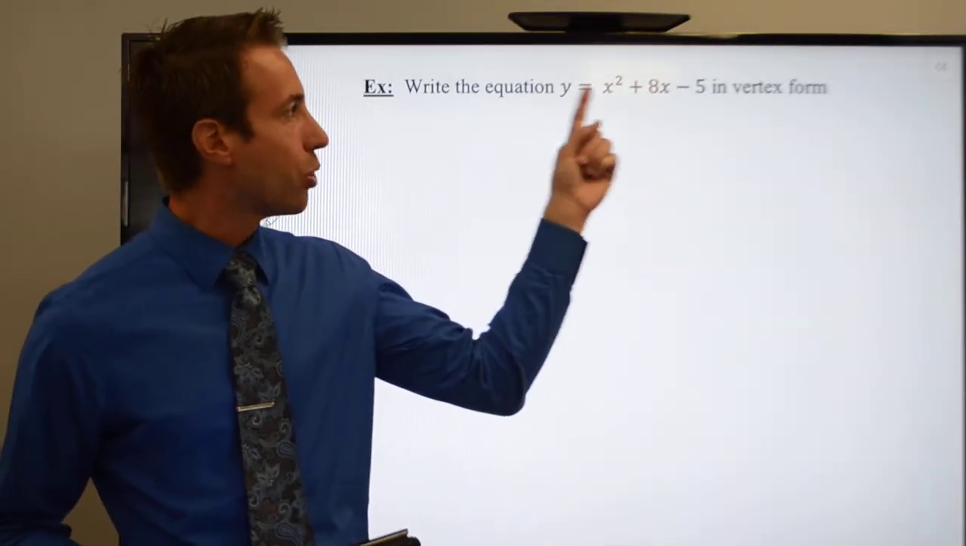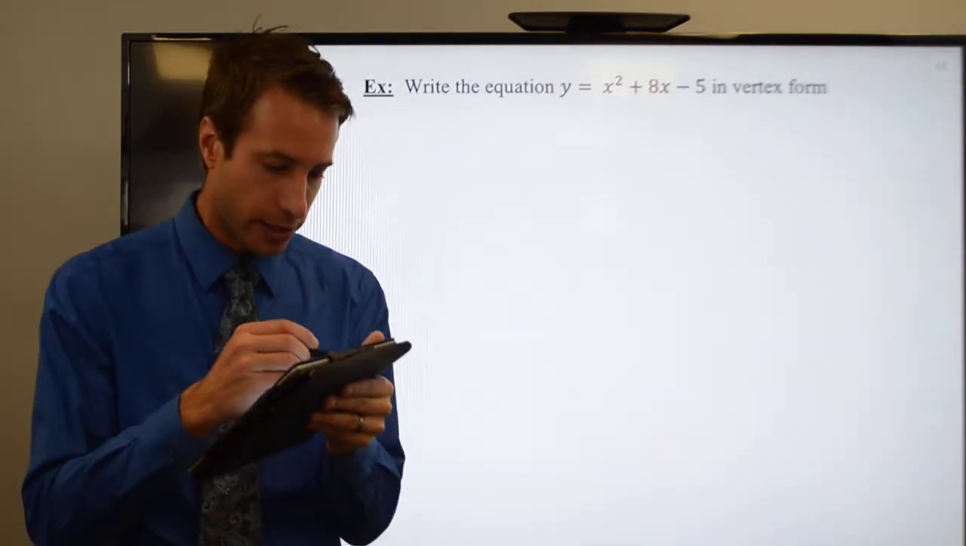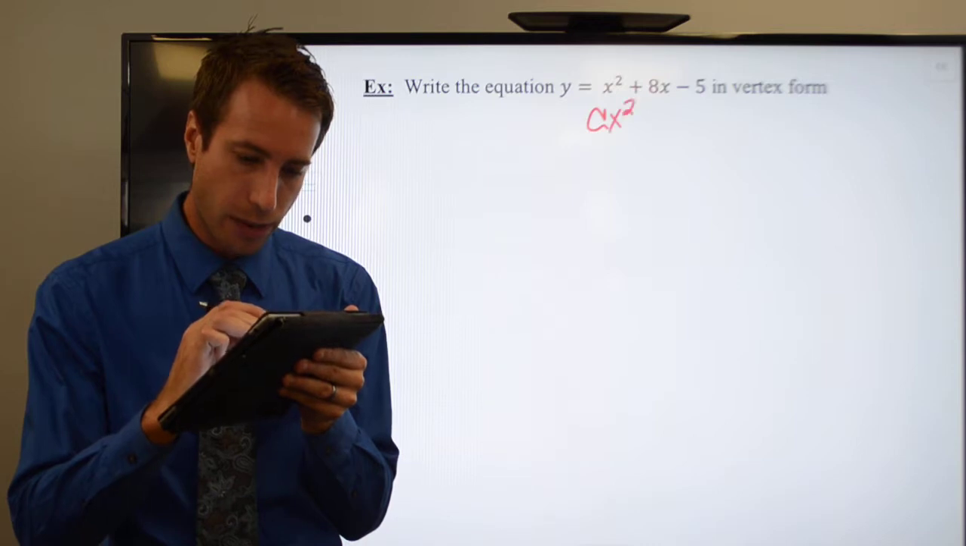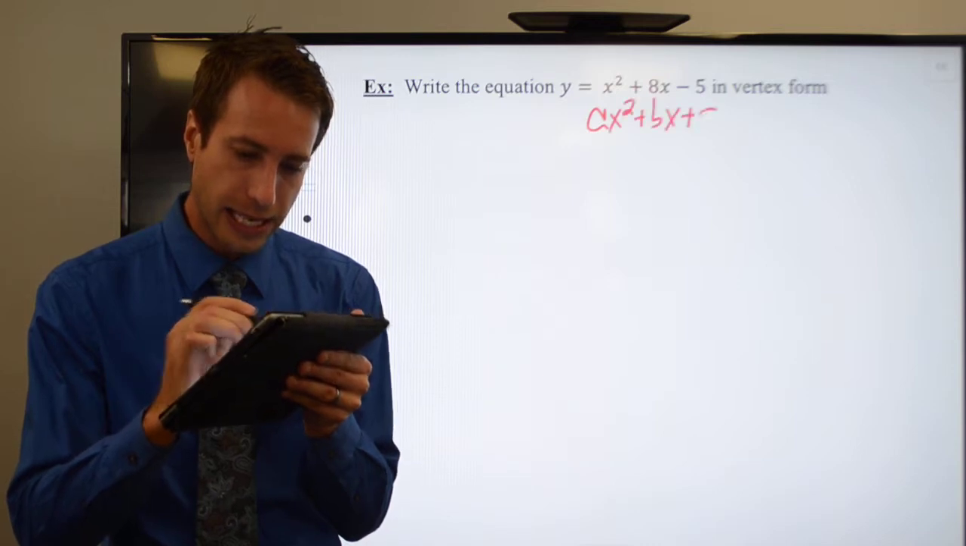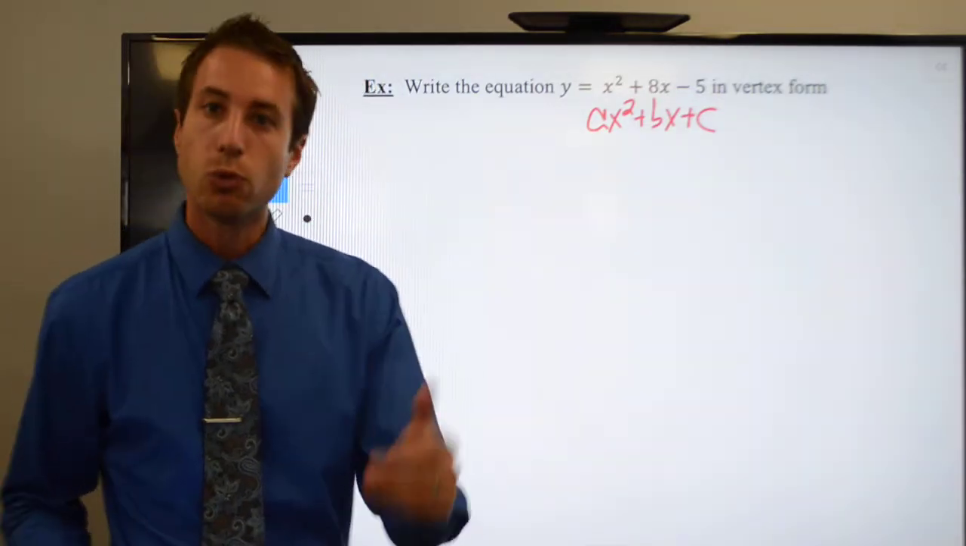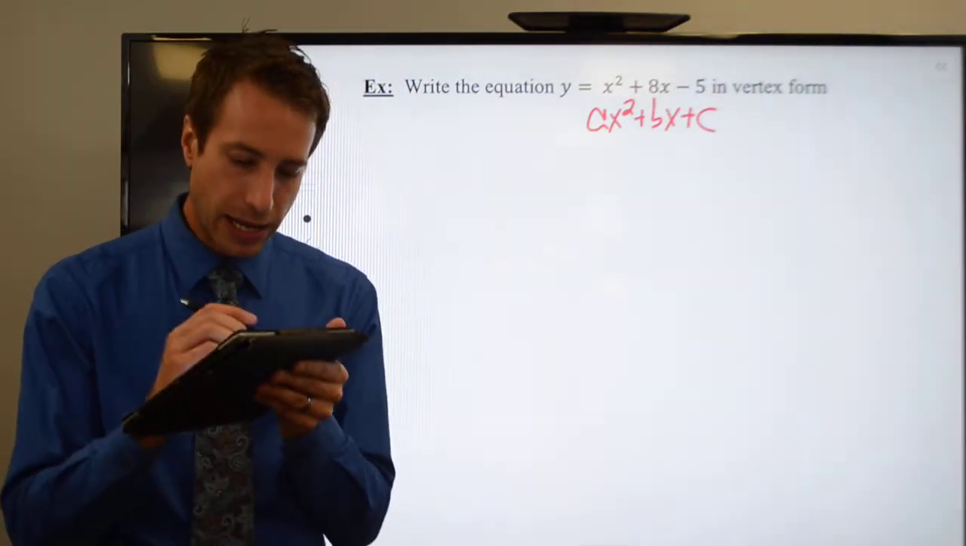And the way that we're going to put this guy, which is in standard form, check this out, right? It's y equals ax squared plus bx plus c. But I don't want standard form, I want you to put it in vertex form, and we'll do that by completing the square. So here's how it works.